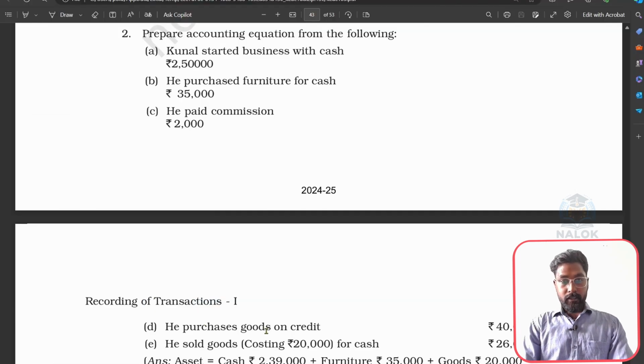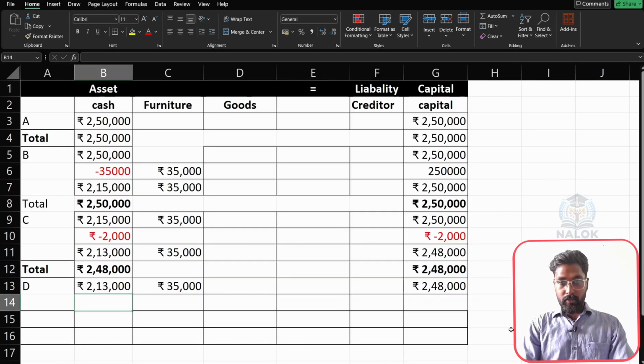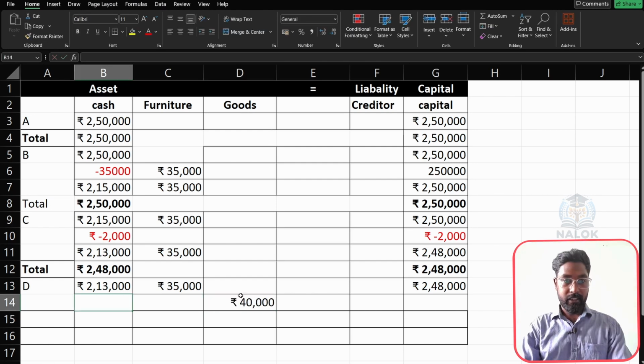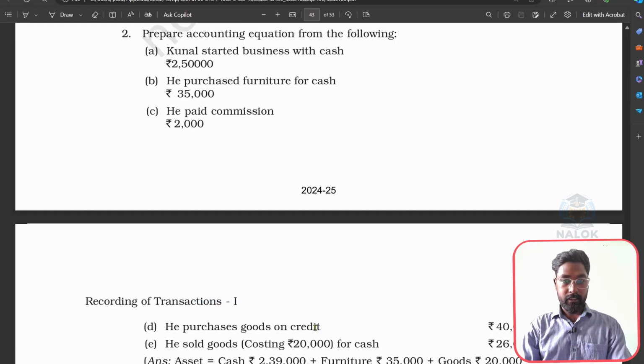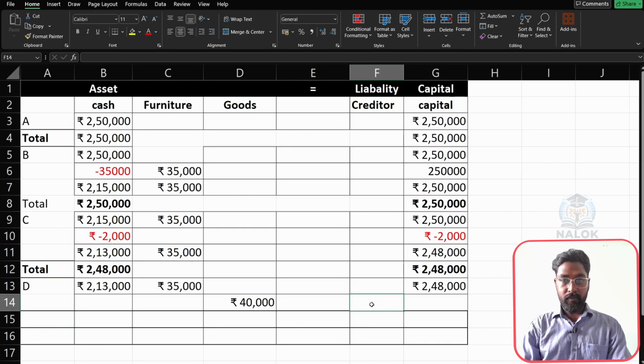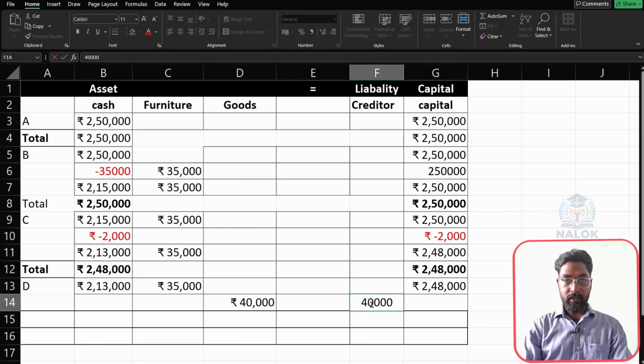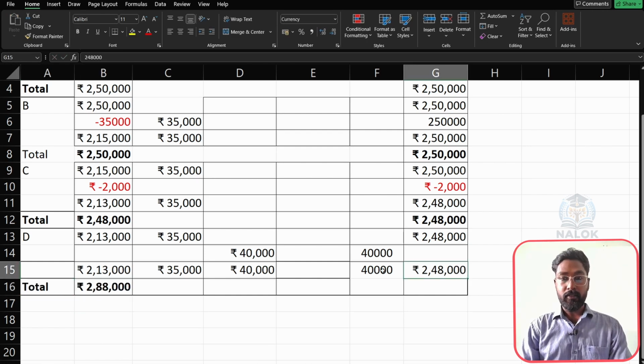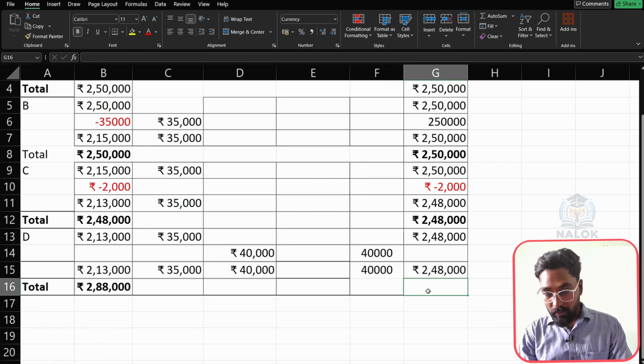Now let's analyze the fourth transaction. He purchased goods on credit worth 40,000. So goods worth 40,000 are added, and the goods increase on the asset side. At the same time, since he purchased the goods on credit, he has a liability to pay the money back. On the creditor side, 40,000 increases. The liability will increase. Now let's do the total. When we add 2,48,000 plus 40,000, it comes to 2,88,000.